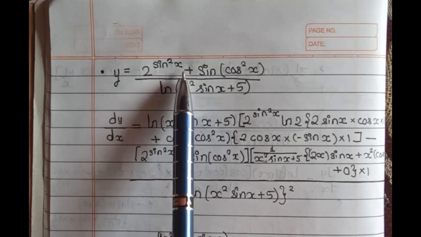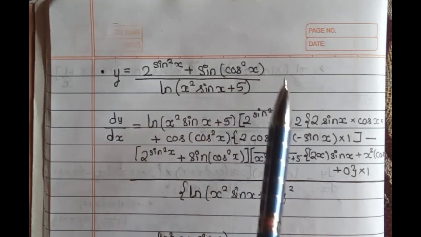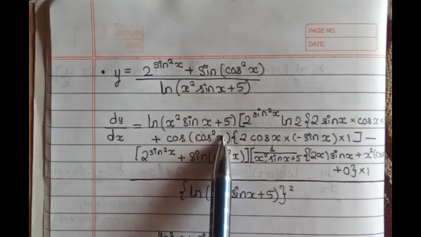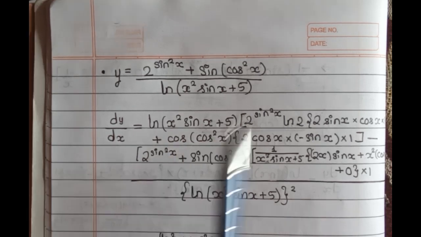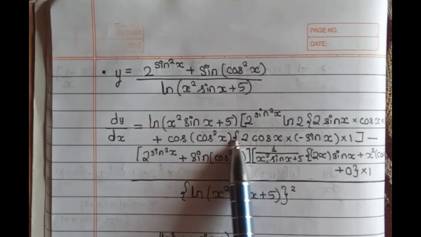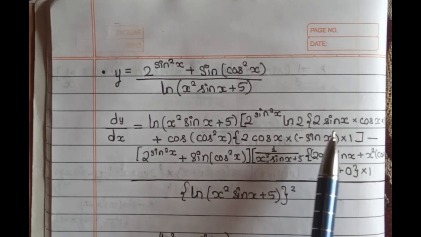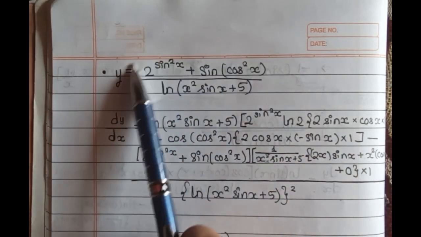But we are not done. Plus sine x into cos square x. Differentiate this, we will get cos x, cos square x. Then we shall differentiate the inner, which is 2 cos x into differentiate cos x, which is minus sin x, and the differentiation of x is 1. Now we have done with the first part.